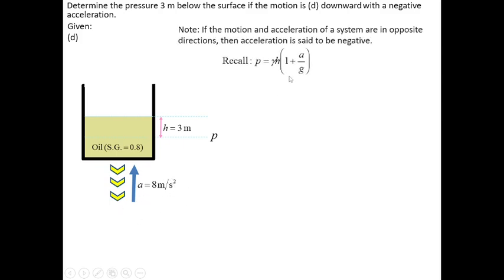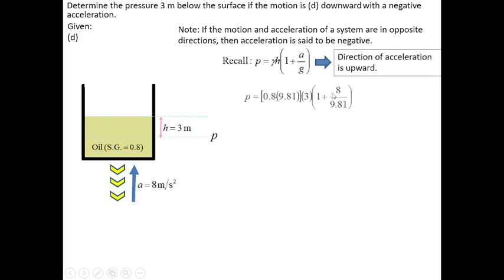Letter D, downward with the negative acceleration. So, downward with the negative. So, downward ang path, pero negative acceleration, therefore, opposite ang direction ng path sa acceleration. So, upward ang ating acceleration. So, therefore, ang makukuha natin sagot ay 42.74 kilopascal. Dahil ang reverse effective force direction ay downward dahil upward yung A. So, sabihin, lumalakas ang pressure. So, kaya plus, no? Okay.